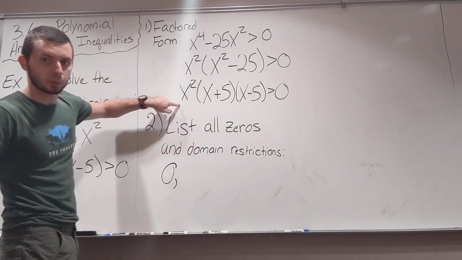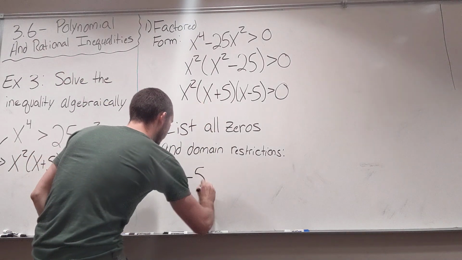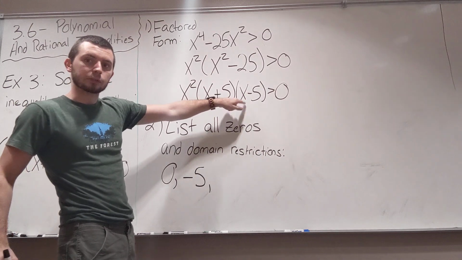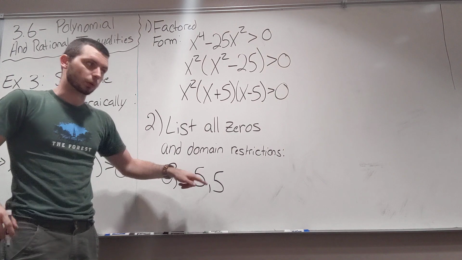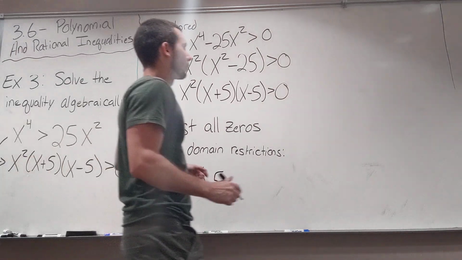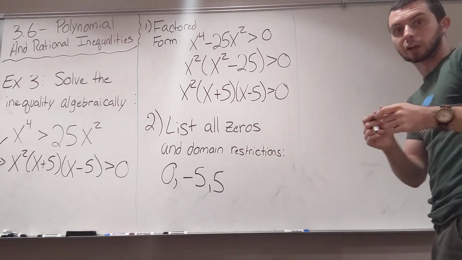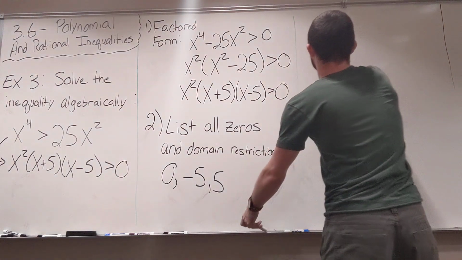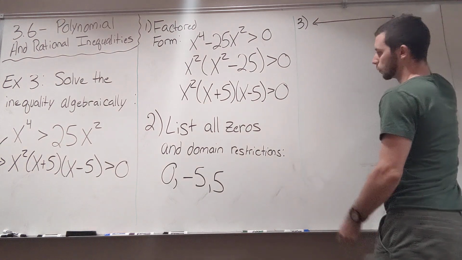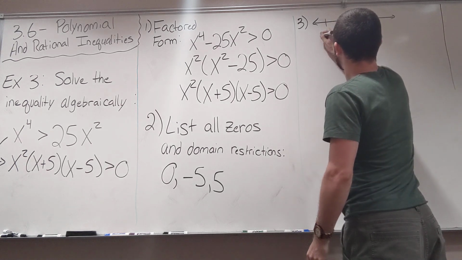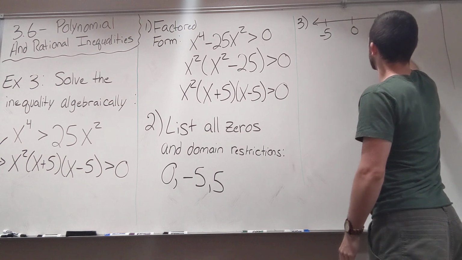So 0 comes from x squared. Negative 5 comes from the next one. And positive 5 comes from the following one. So these are our 3 zeros. And from here, step 3, as we did before, is plotting them on a number line. And again, we'll plot them in order. Negative 5 on the left, 0 in the middle, 5 on the right.